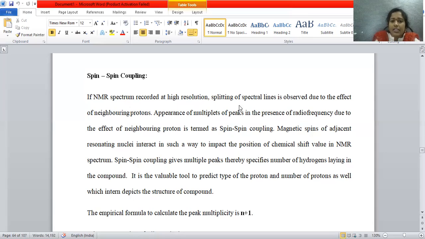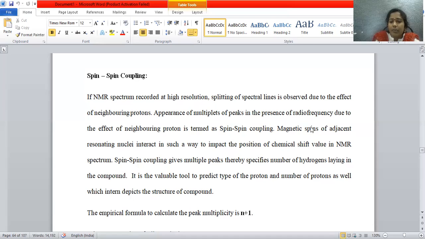Let us define what spin-spin coupling is. Splitting of signals or spin multiplicity of the signals arises mainly due to the neighboring, adjacent protons present. Because of the adjacent protons, if the signals are splitting into various kinds, that process is called spin-spin coupling. The appearance of multiplets of the peaks is mainly due to neighboring protons present in the given compound. All these transitions are possible in this radio frequency region.